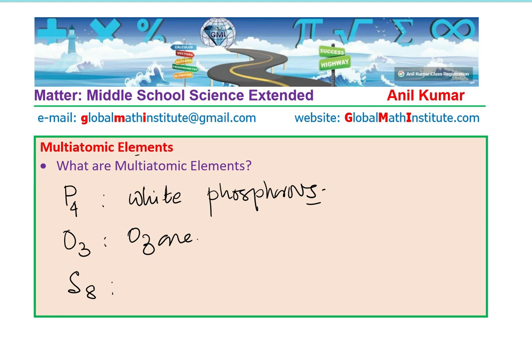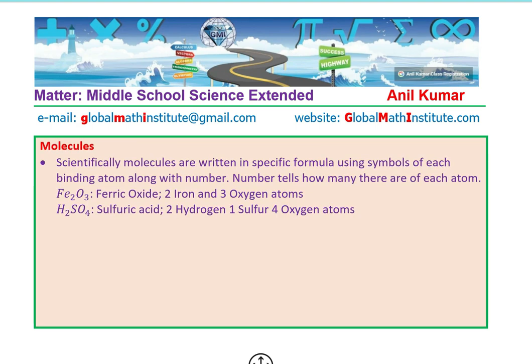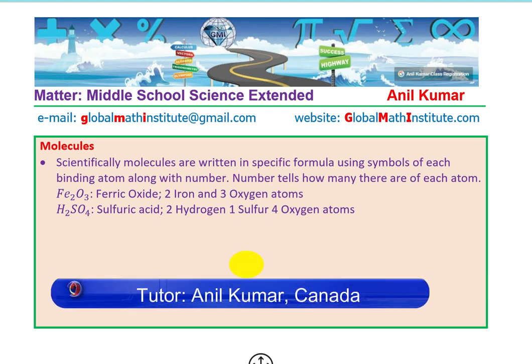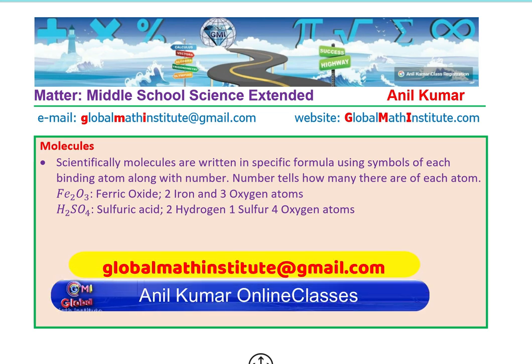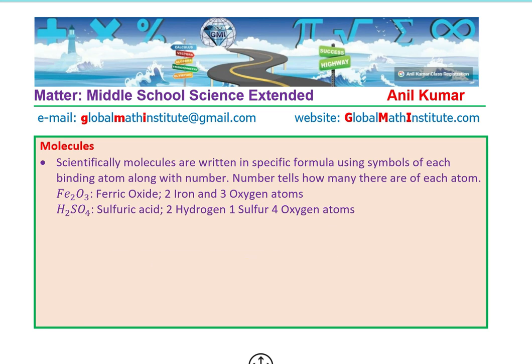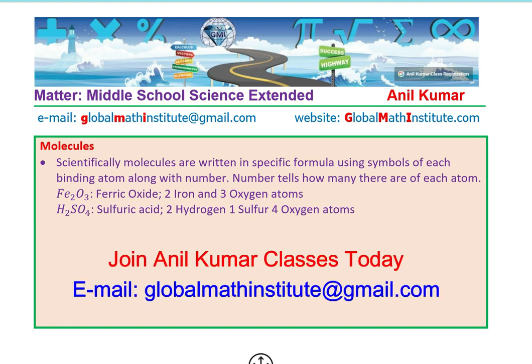Now let us see how we name molecules. As you know, molecules are formed with two or more atoms, and this is always in a fixed ratio. Scientifically, molecules are written in a specific formula using the symbols of each binding atom along with the number. The number is a subscript, you can see there. The number tells how many there are of each atom.